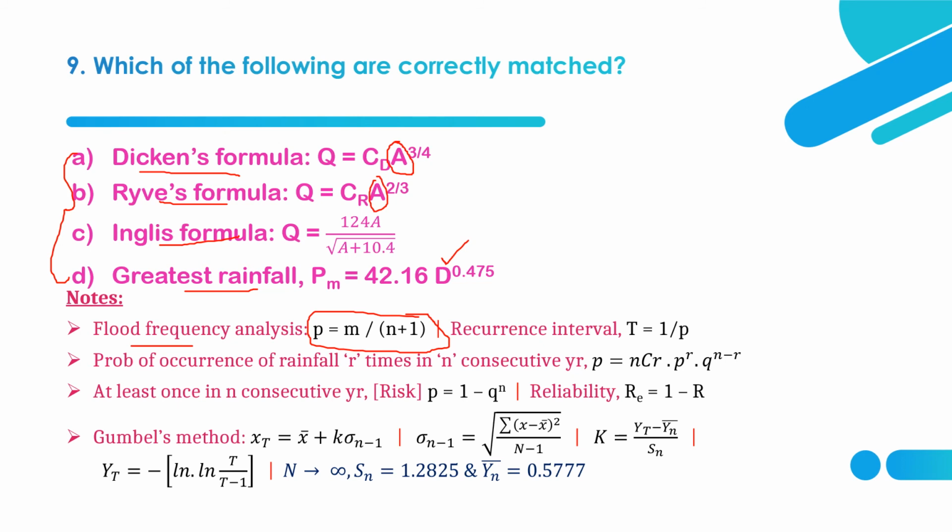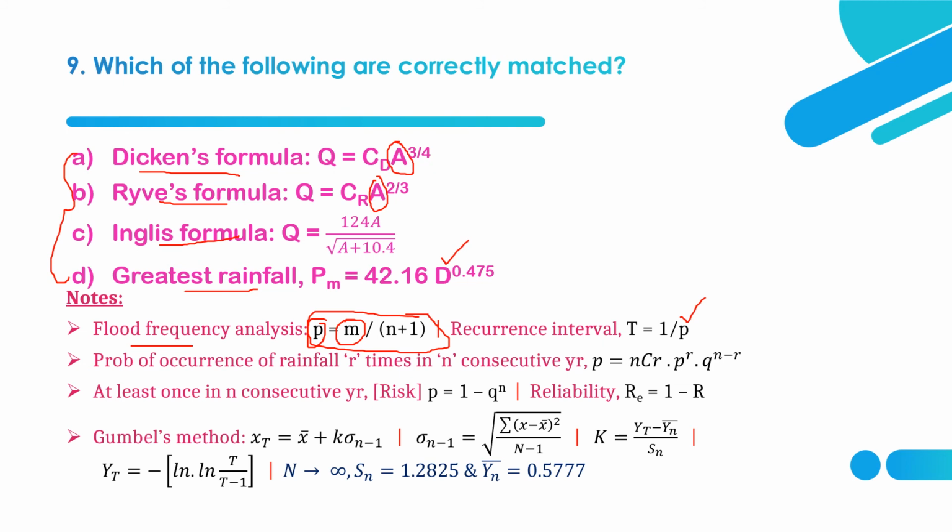Probability in case of flood frequency analysis is m by n plus 1. What is m? The rank of that flood, divided by n plus 1, where n is the total number of floods. This is the probability of occurrence of that flood. And the recurrence interval is given by the reciprocal of probability.